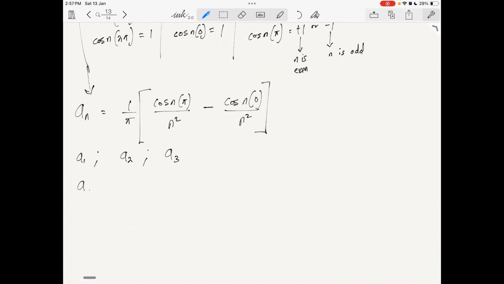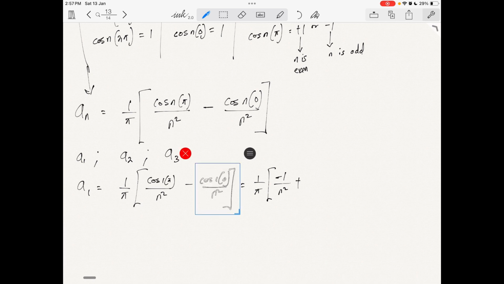So when we evaluate a1, that is n equals 1, we have 1 over π, and so cos(1π) over n squared minus cos(1·0) over n squared, and this will give us 1 over π, and cos π is minus 1 over n squared, and cos(1·0), that's cos 0. Cos 0 is 1 over n squared.